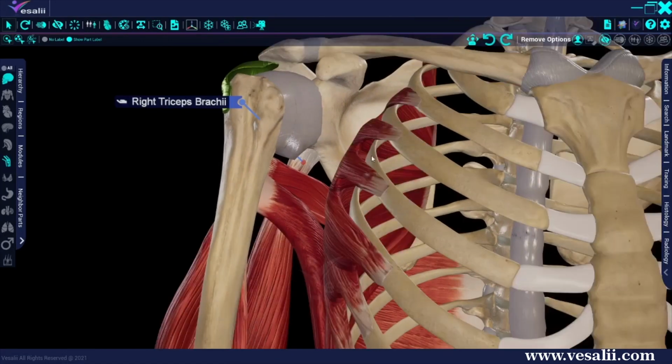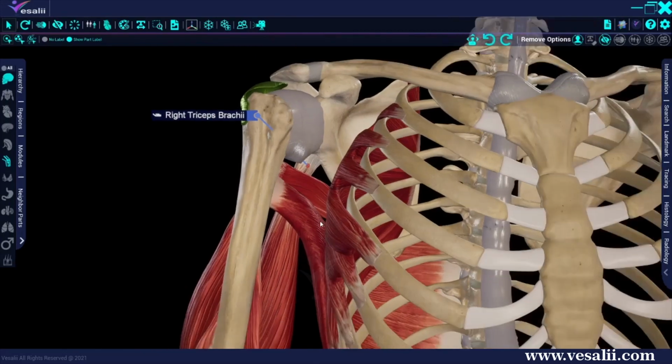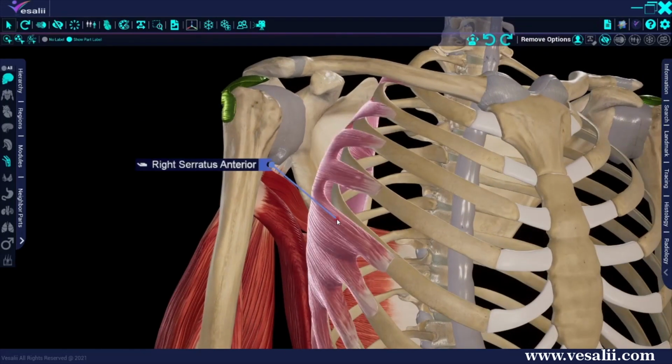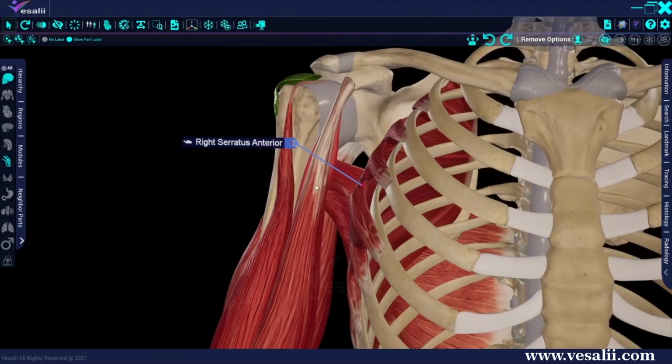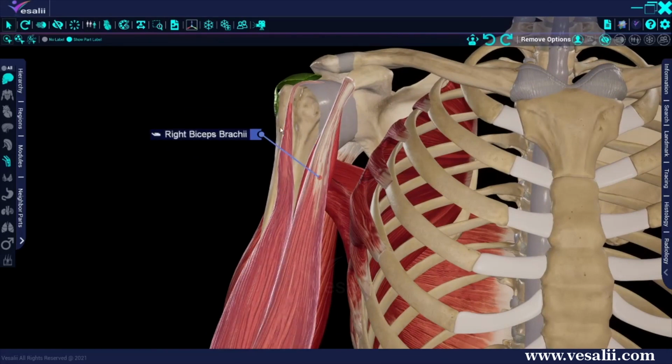The medial wall is formed by the upper 4 or 5 ribs and the intercostal spaces covered by serratus anterior. The lateral wall is formed by coracobrachialis and the long head of biceps brachii in the intertubercular sulcus of the humerus.